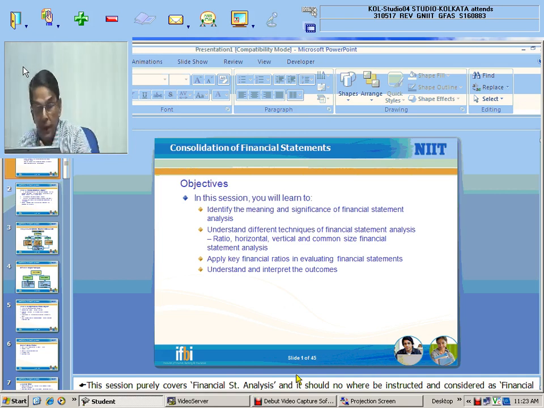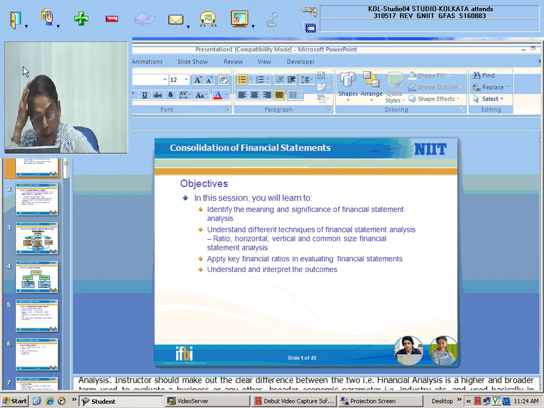Financial analysis is a much broader subject. The difference between financial analysis and financial statement analysis I will try to bring up. Financial analysis is a higher and broader term used to evaluate a business or any other broader economic parameter like industry, and used basically in investment banking. So you want a financial analysis of the steel industry, the cement industry or the pharmaceutical industry. And these are basically used in investment banking, equity analysis, etc.